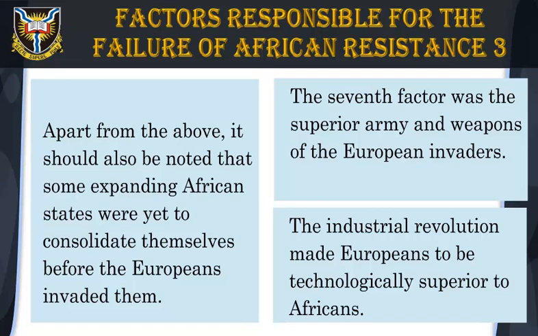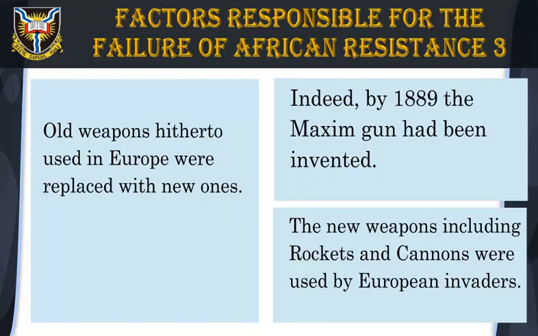3. Apart from the above, it should also be noted that some expanding African states were yet to consolidate themselves before the Europeans invaded them. The 7th factor was the superior army and weapons of the European invaders. The Industrial Revolution made Europeans to be technologically superior to Africans. Old weapons hitherto used in Europe were replaced with new ones. Indeed, by 1889, the Maxim gun had been invented. The new weapons, including rockets and cannons, were used by European invaders.